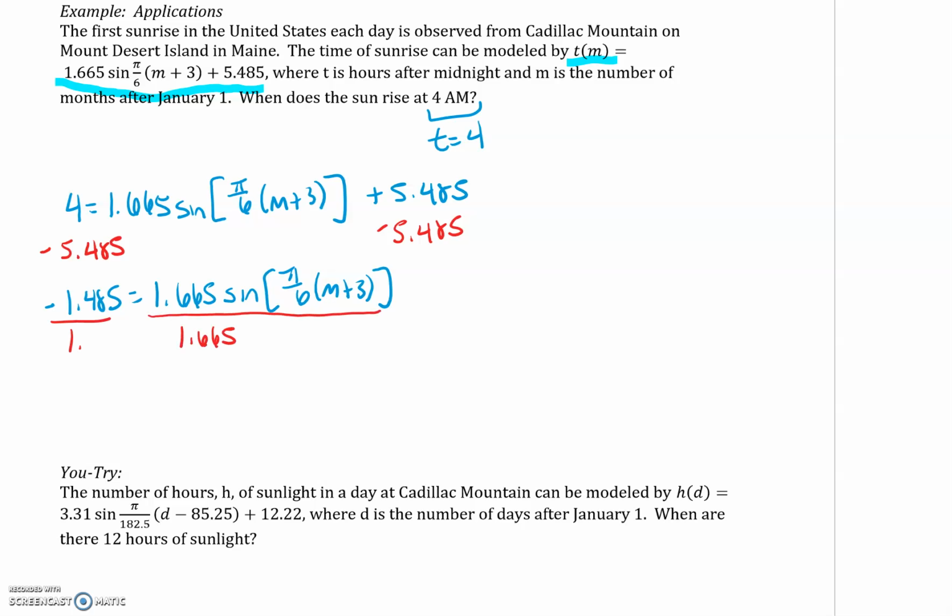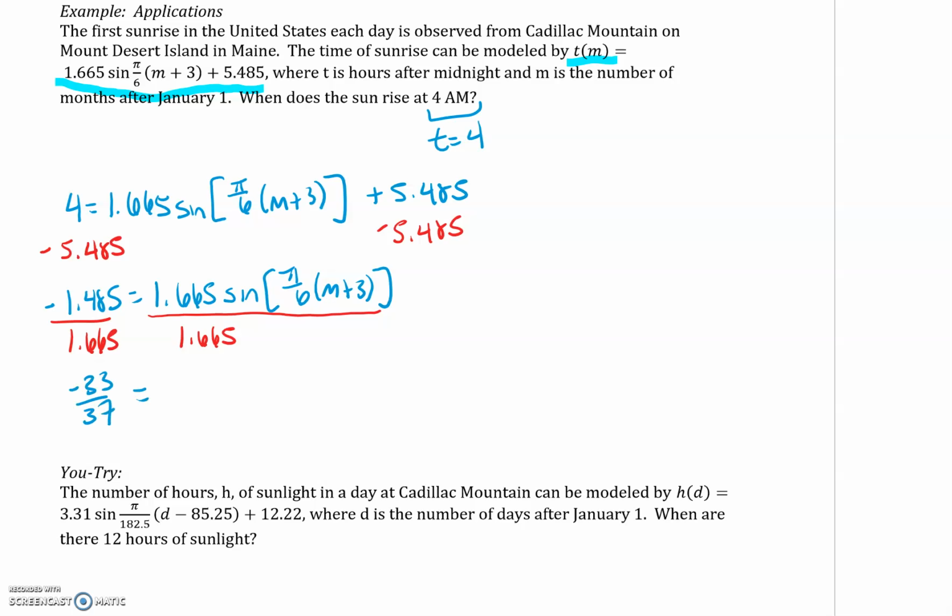So I'm going to divide by 1.665. And it's actually okay if you leave your answer as a decimal here, but my calculator will happen to give me the equivalent fraction, which is a lot nicer to write, but you can leave this as negative 1.485 over 1.665. Just please don't round it. Remember, we round once and we round at the end. Okay, so this happens to reduce down very prettily to negative 33 over 37.